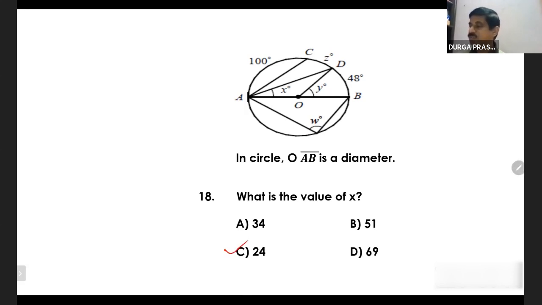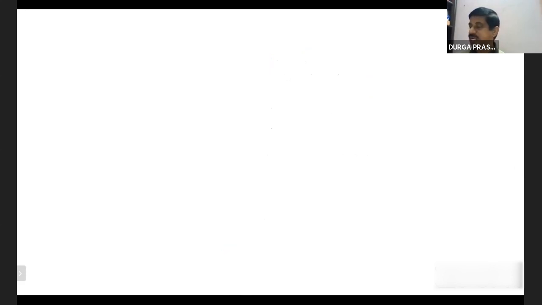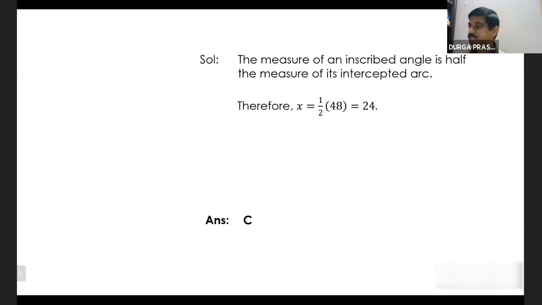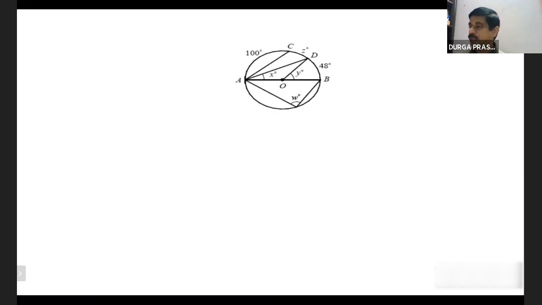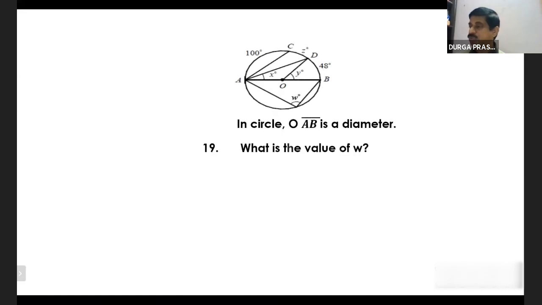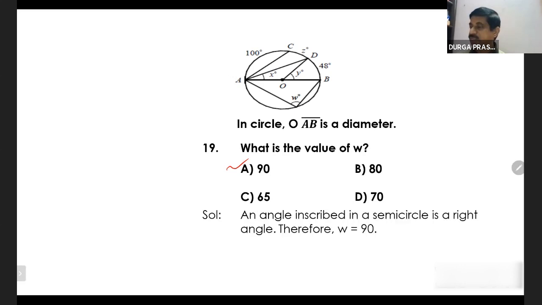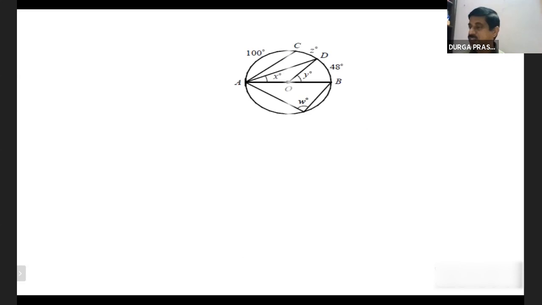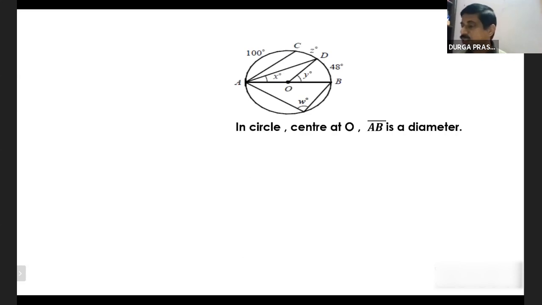X is known, Y is known, W is already discussed. Angle in a semicircle is a right angle. So W is 90 degrees. So what is the value of W that we've already discussed? It is 90 degrees. And then, so now, did he ask us to find out Z also? Yeah. So X is 24 degrees, we know.